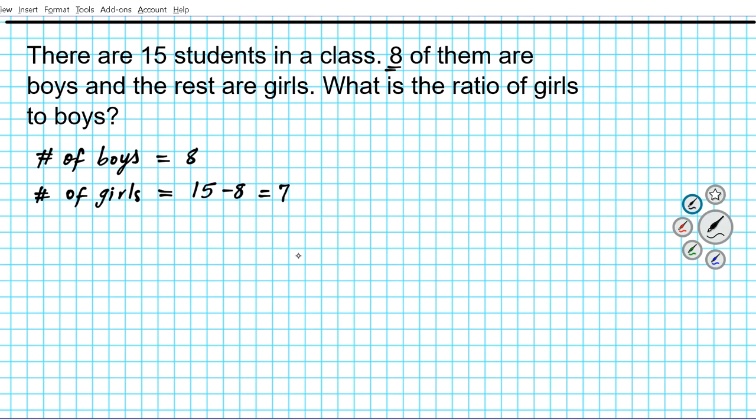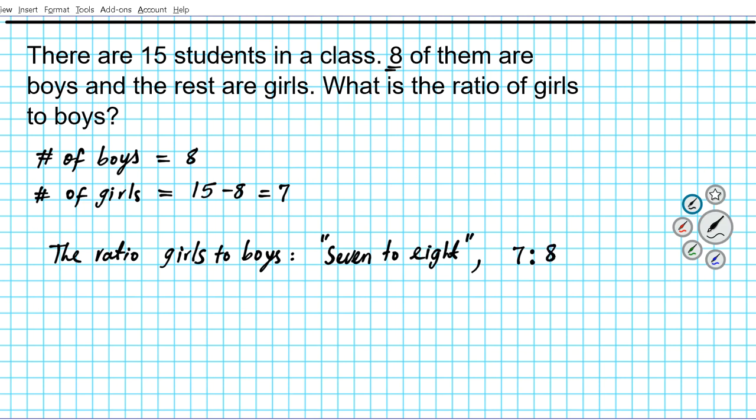Okay, now let's go ahead and answer the problem. The ratio of, what does the question ask? The ratio of girls to boys. We're going to write it in all three forms, okay? In word form, it's going to be girls is 7 to boys is 8. If we want to write it in standard form, it's going to be 7 colon 8. And if we want to write it in fraction form, it's going to be 7 over 8.